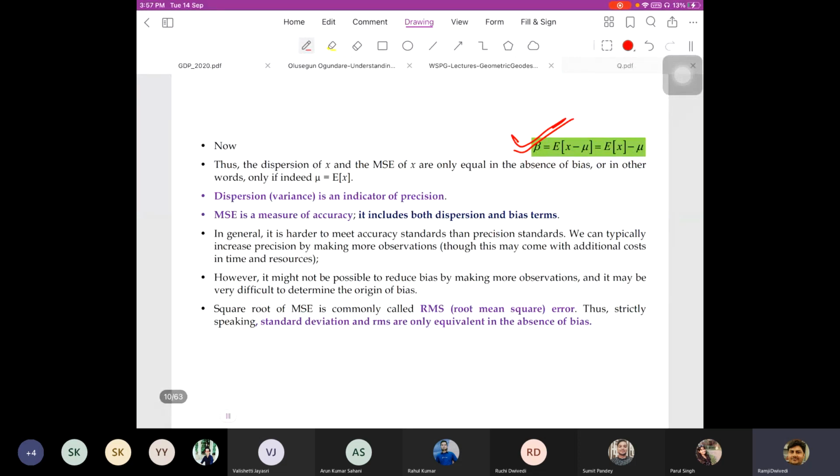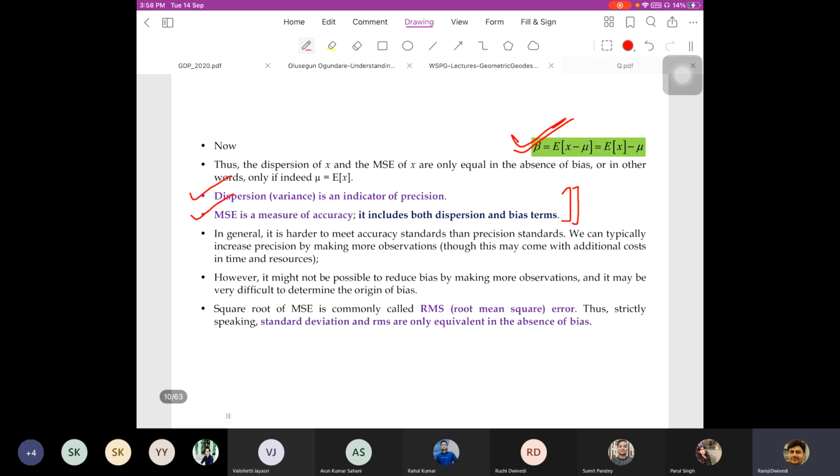So dispersion, or variance, is an indicator of precision, and mean squared error is a measure of accuracy. It includes both dispersion and bias. Very good, two lines. From here onwards it would be beneficial to follow that, because I'm repeating: dispersion, which is an indicator of variance, deals with cases where bias is absent. But when bias is in the picture and you have to give the measure, it would be given by the mean squared error rather than the dispersion, because it includes both dispersion as well as the bias term. So it's very good, two lines.